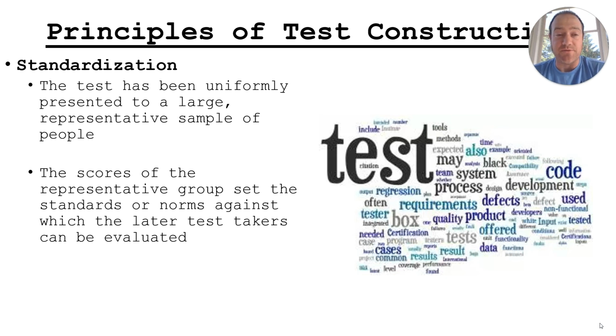Okay, so some of the principles of how they construct these tests. Some of these you probably have heard, or at least know what they are, though you may not have heard them by this name. Standardization, or a standardized test, just means that the test is given in the same form and fashion to a large representative group, and then that group's data is used to create the standards and norms that will be used in the future.